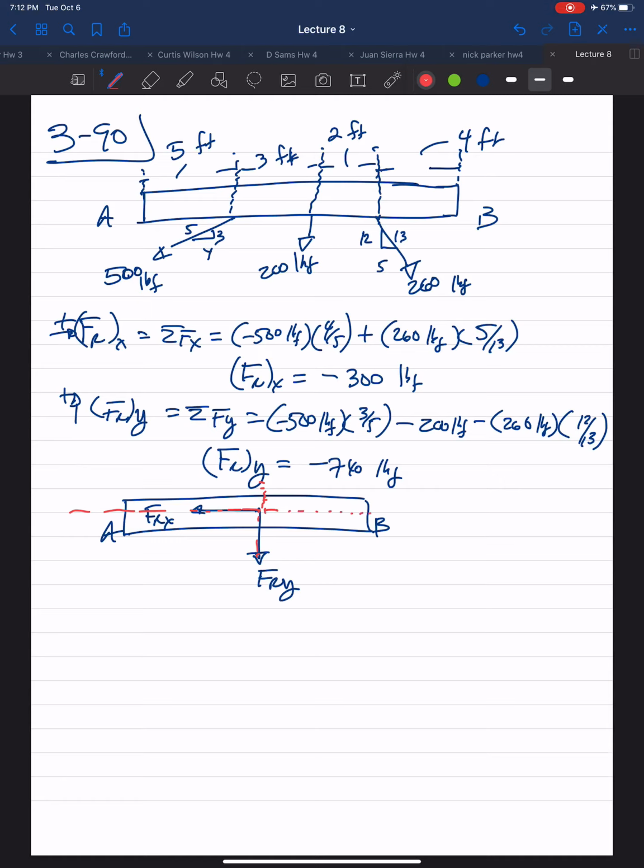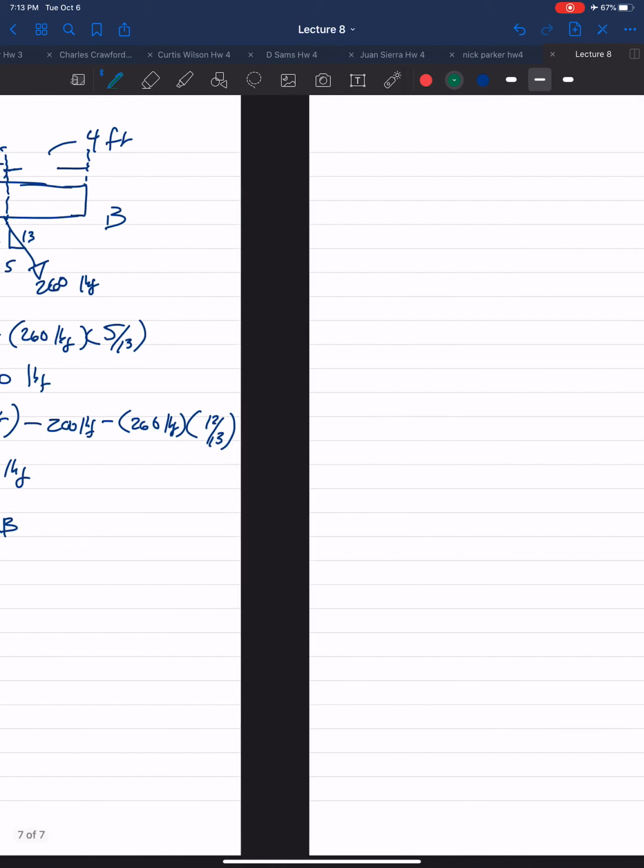Same argument, the X component passes through point B, so no moment about point B is caused by the X component, but for the Y component, there's a perpendicular distance. So about point B, the resultant moment about point B is the sum of all the individual moments caused by the individual forces about point B. Let's go to a fresh page.